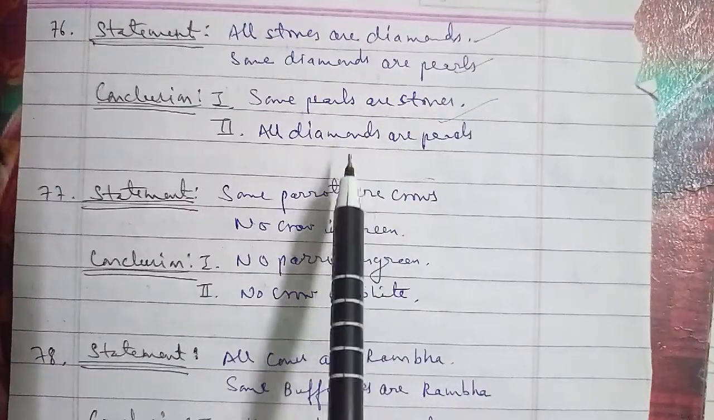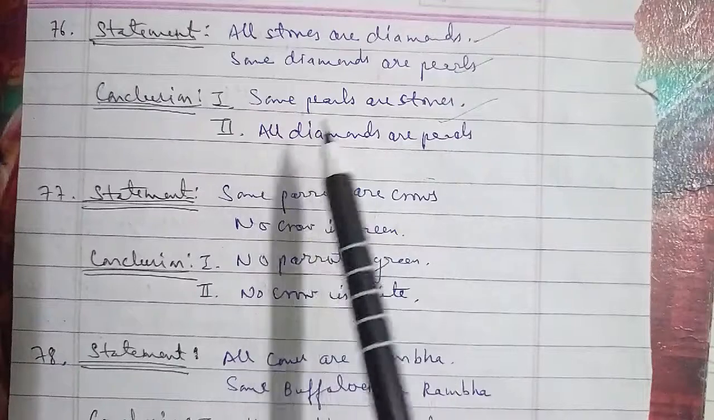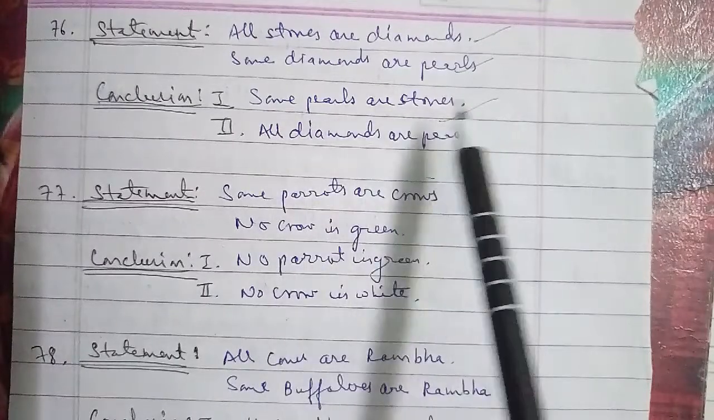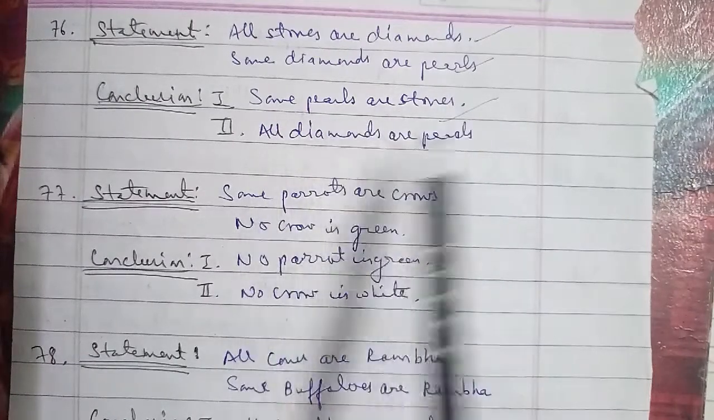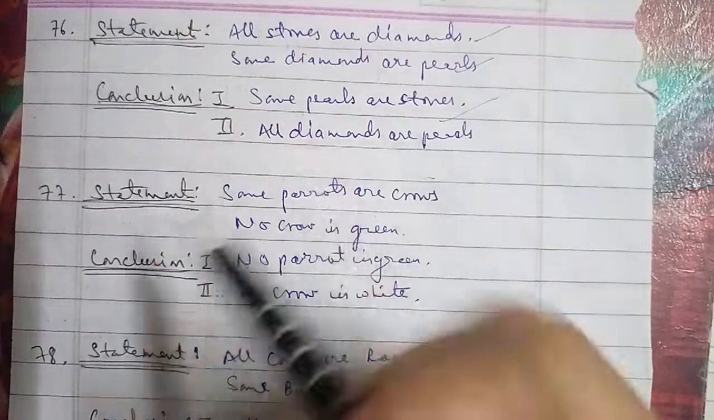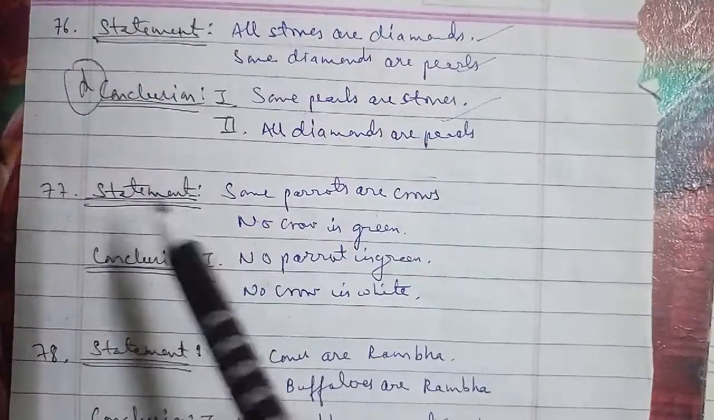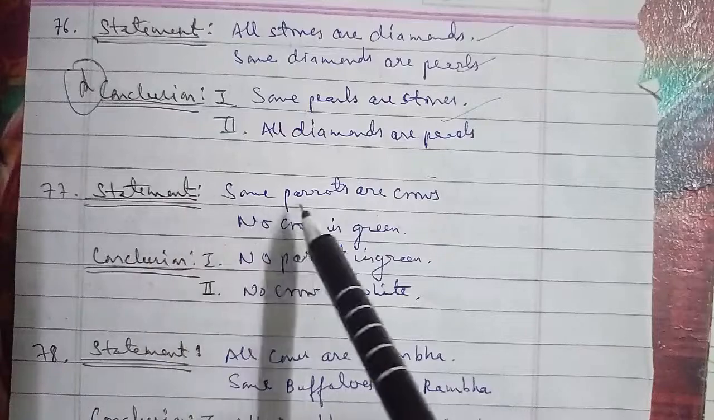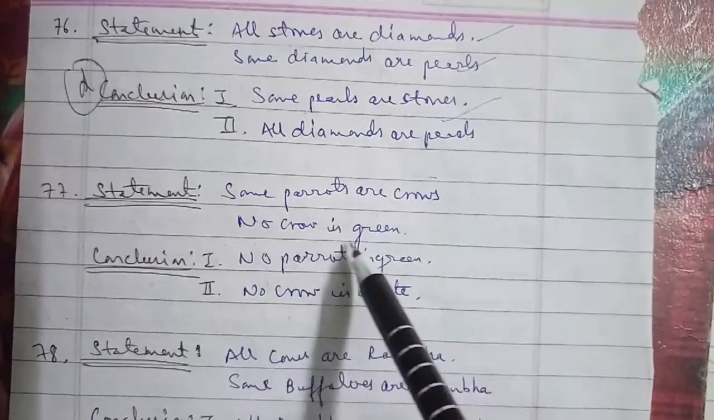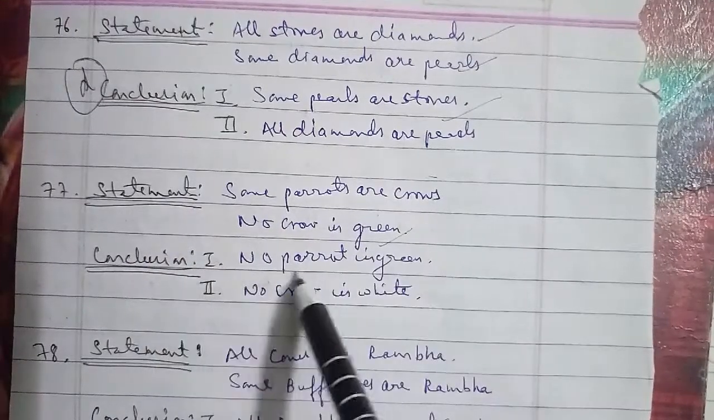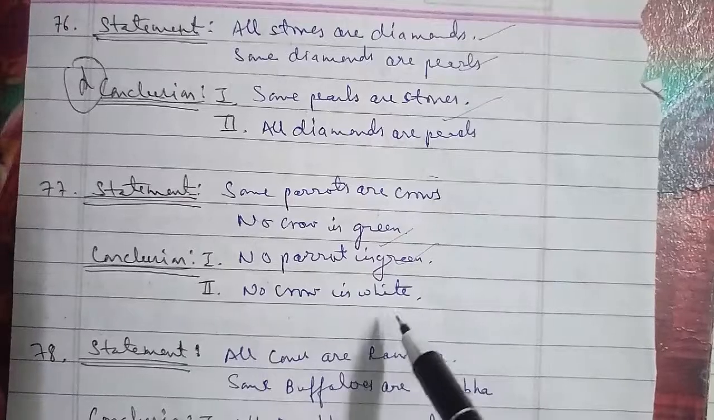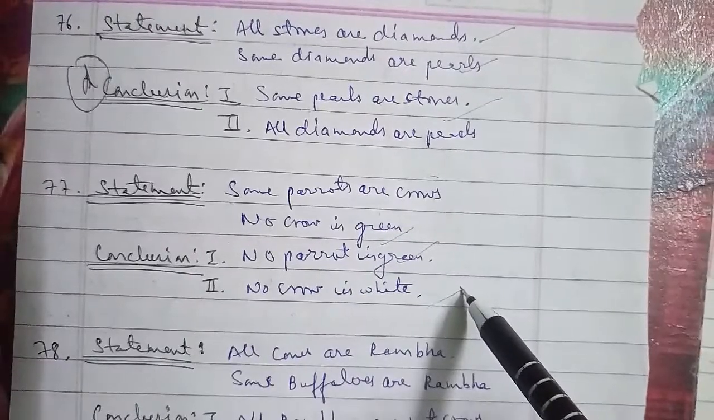Moving ahead with the 77th question of the session, the statement we have is some parrots are crows and no crows is green. Conclusion one is no parrots is green and conclusion two is no crows is white. Since one premise is particular, the conclusion must be particular, so neither the first nor the second will follow. For that sake we have option D as the right answer for this question here.